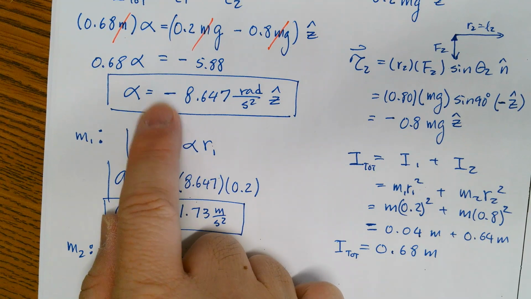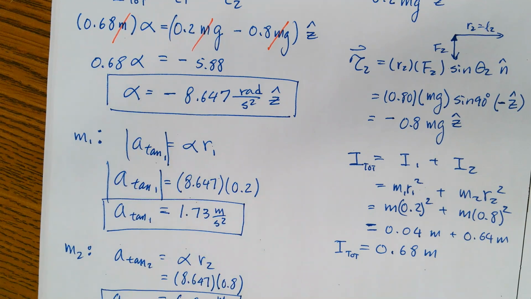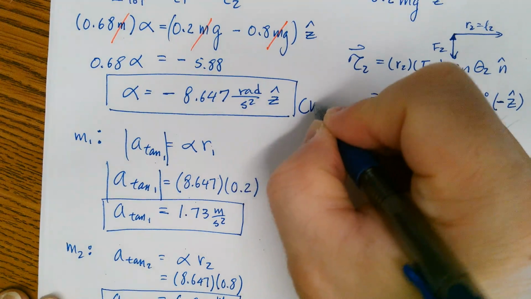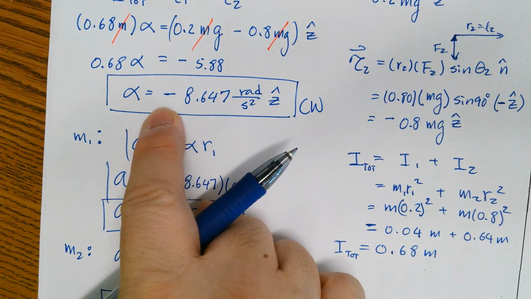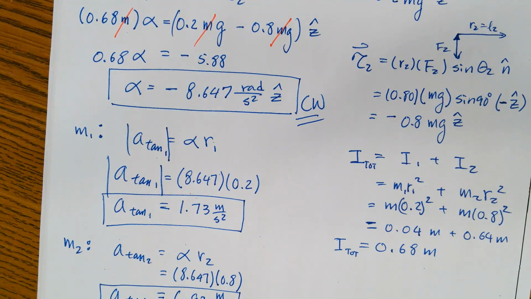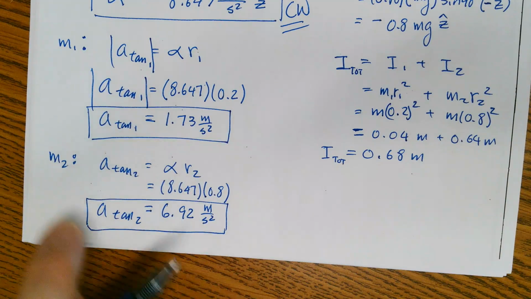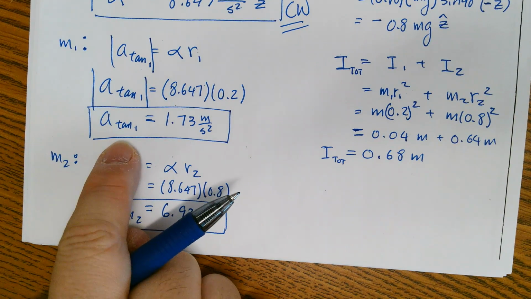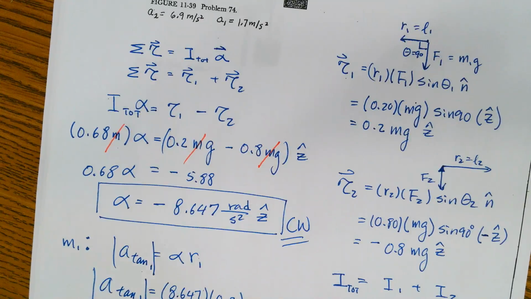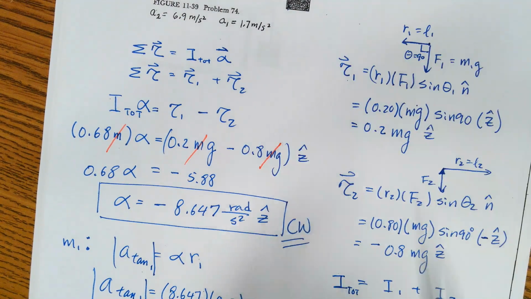Now, once you know your alpha, this negative only tells you that it's going to turn clockwise, really. That's all it really tells you, right? This alpha being negative tells you that it's turning clockwise. Now, once you know it's turning clockwise, you just have to figure out the tangential acceleration, because this is going to accelerate that way, and this is going to accelerate this way.